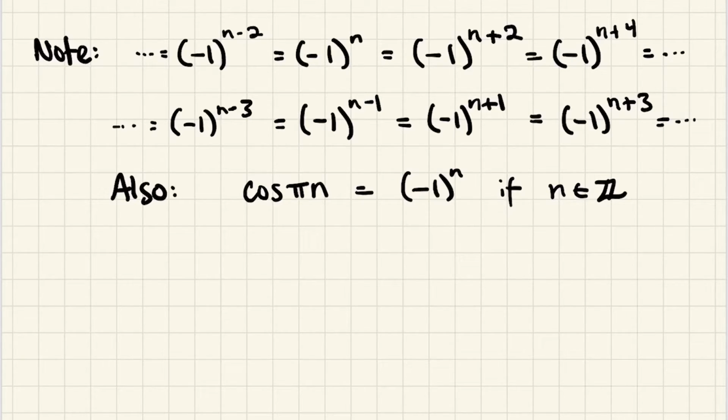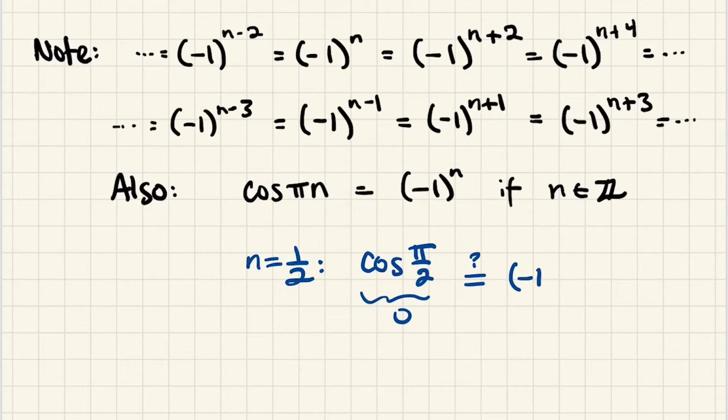So this actually holds. If n is not an integer, like say n is equal to 1/2, then you get cosine of pi over 2, which is 0. And that is definitely not the same thing as negative 1 to the 1/2, which is actually i, the imaginary number. So 0 is not equal to i. So it breaks down, but if n is an integer, then you have this identity.